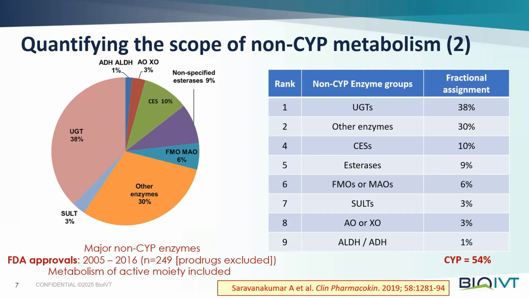So moving on to another paper that was in 2019 out of the University of Rhode Island School of Pharmacy. In this paper, they looked at roughly 250 drugs approved from 2005 to 2015, excluding the prodrugs. But then it did not look at metabolism of the active moiety. But they found that overall, about 50% of the drugs were still metabolized mainly by P450. And then again, the rank order is much higher for non-CYPs, with UGTs coming in at about 40%.